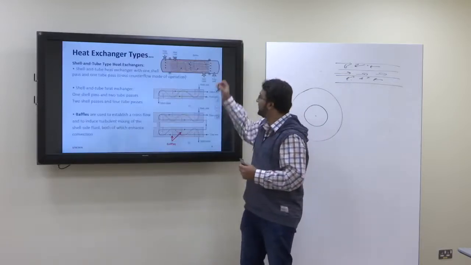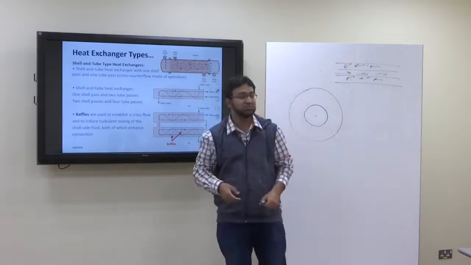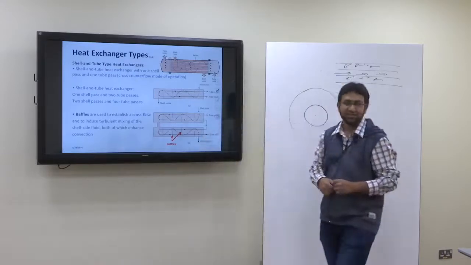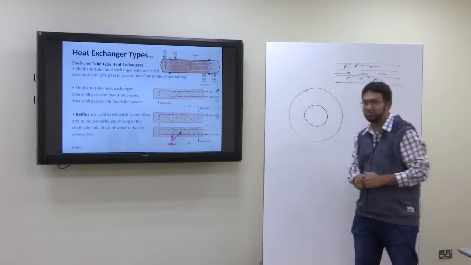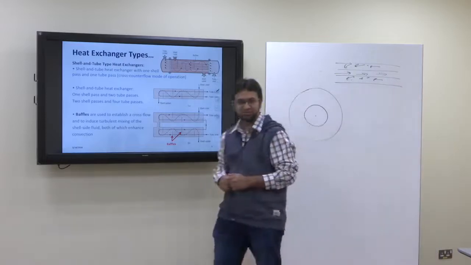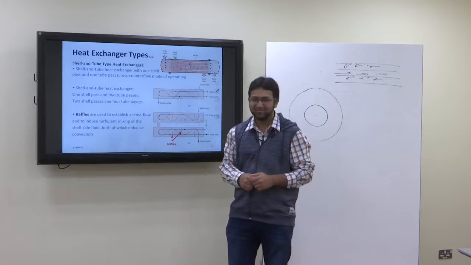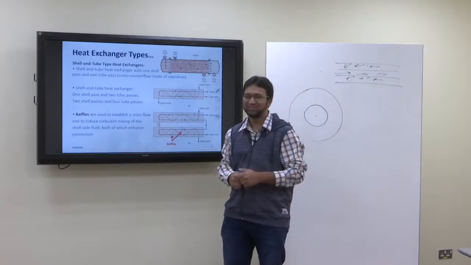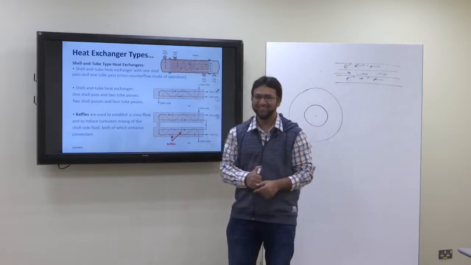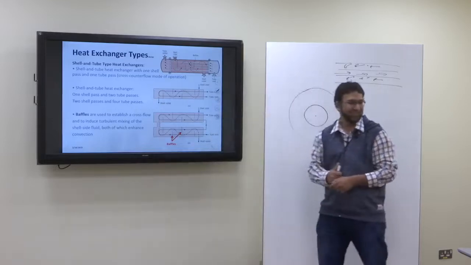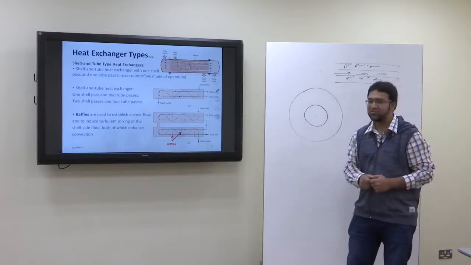Now the most important type of heat exchanger, shell and tube heat exchangers. You heard the name of shell and tube heat exchangers before? No. Only one guy said yes. Okay, good.